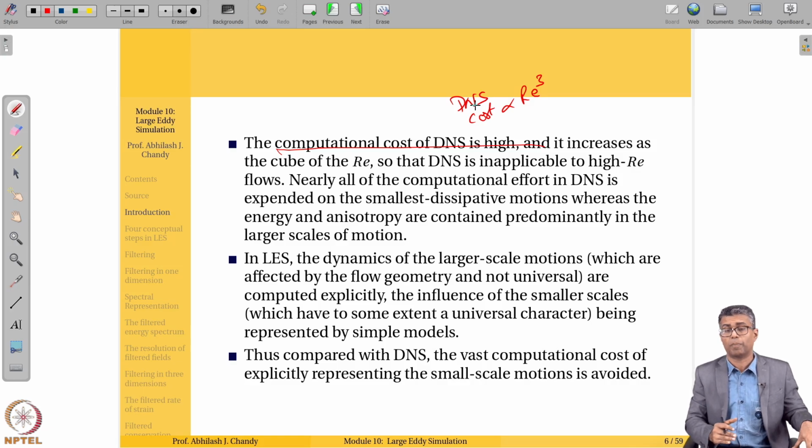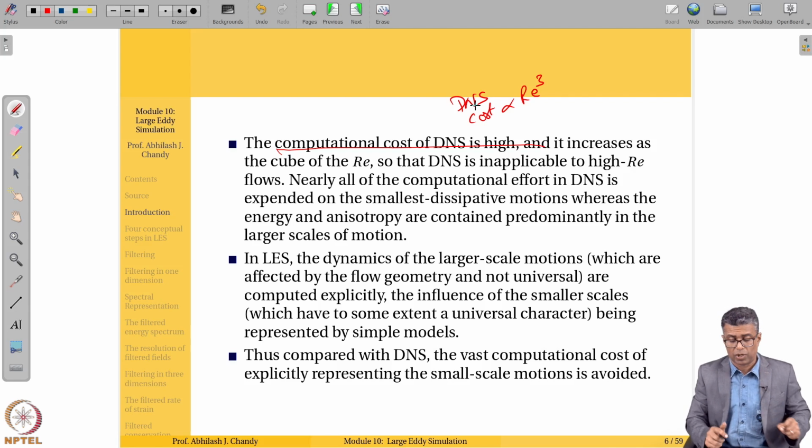We still cannot apply DNS to extremely high Reynolds numbers. And even if you applied them to high Reynolds numbers, the cost associated with it is so high. It's not like everybody has access to those kind of resources.